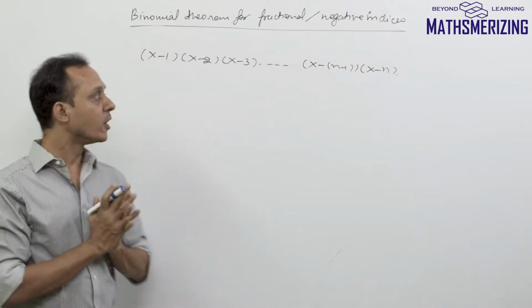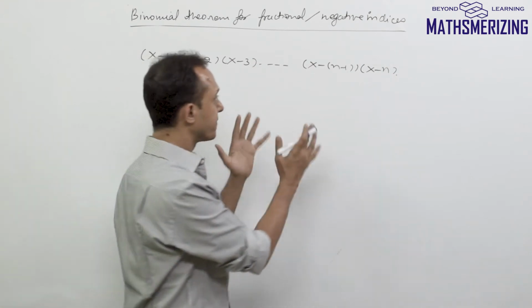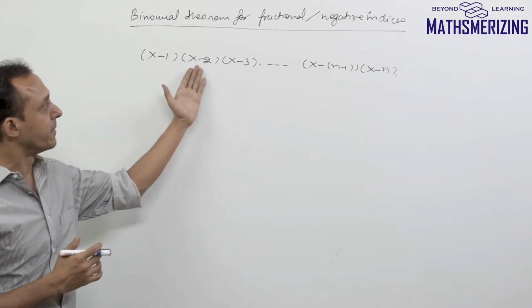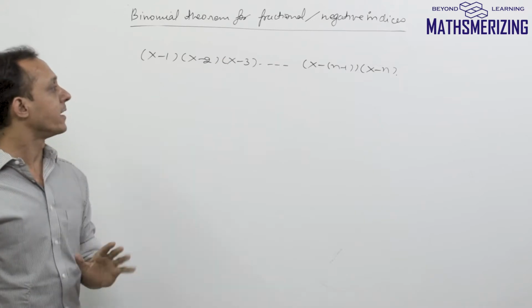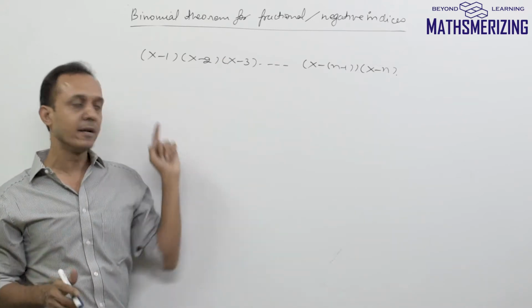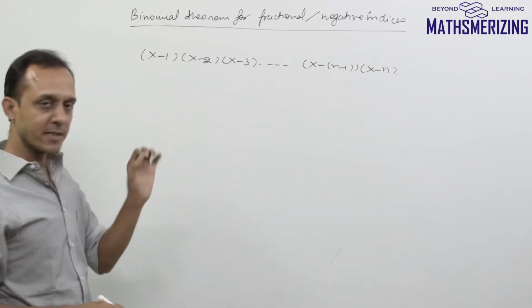Now there'll be some questions where you'll be given an expression which is a product of some linear factors, say x minus 1, x minus 2, x minus 3 and x minus n. Now when I multiply all these factors, I'll get a polynomial expression of degree n. Now in this expression, they'll ask you for some specific terms.